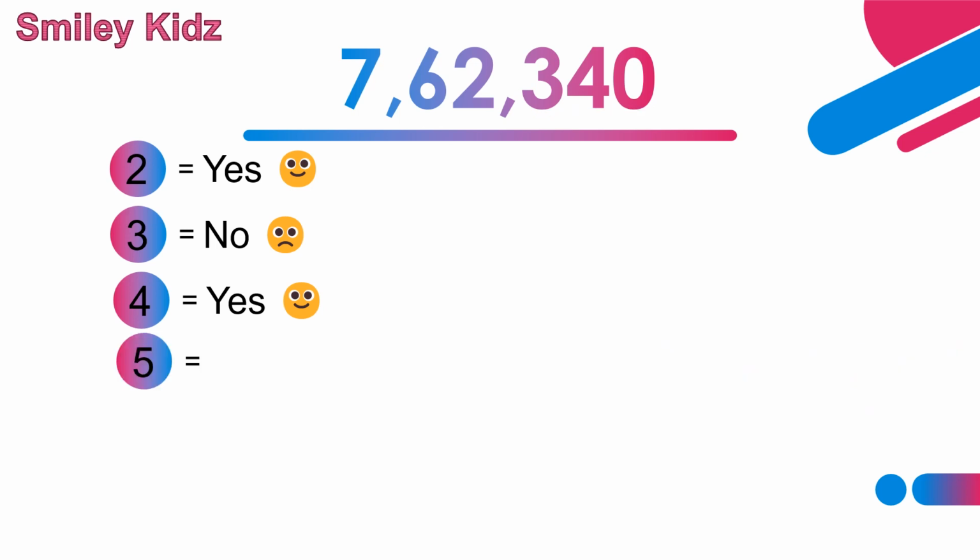Is 7,62,340 divisible by 5? The divisibility rule of 5 is if the last digit is 0 or 5. So here the last digit is 0. So 7,62,340 is divisible by 5.